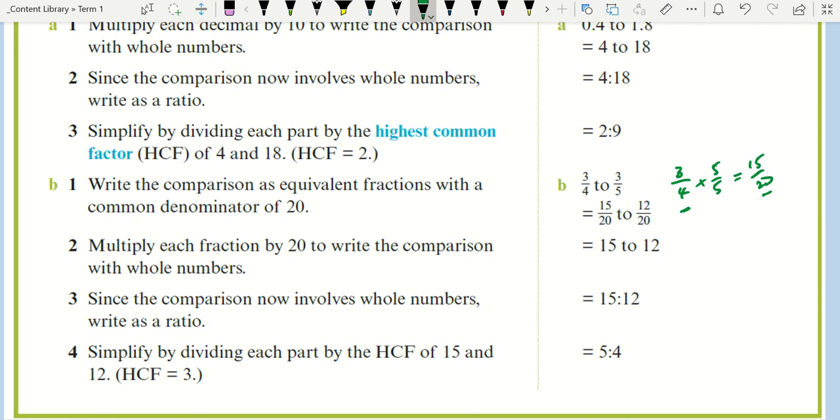Now if I'm looking at 3/5, I'm just going to have to convert this to what? Times 4 on the bottom and times 4 on the top. So 3 times 4 is 12 and 5 times 4 is 20. So 12 over 20. The next thing we do is just remove the bases, and we're saying, oh well, that's the same as 15 to 12. And so there we go. And then we just simplify. What number goes into both 15 and 12? 3 does. So 15 divided by 3 is 5, and 12 divided by 3 is 4. So we say 5 is to 4 for this.